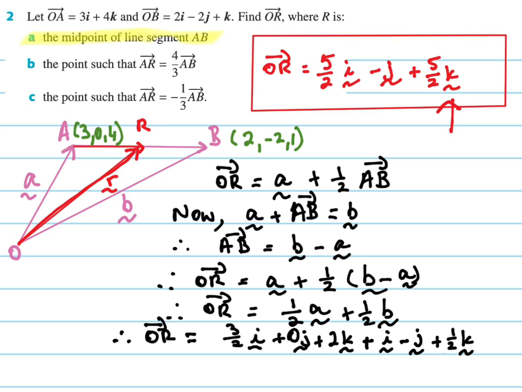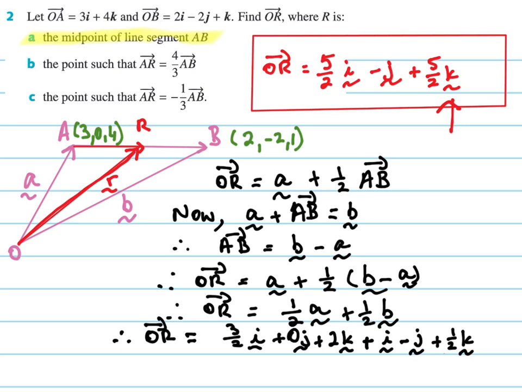So clearly, OR would equal vector A plus half of AB. And we know that A plus AB is equal to B. Therefore, subtracting A from both sides, vector AB is just B minus A. And so that means that OR can now be defined as A plus half of B minus A, because we only are going from the end of vector A, we're only going halfway along vector AB, which is the same as B minus A. The rest is algebraic detail.